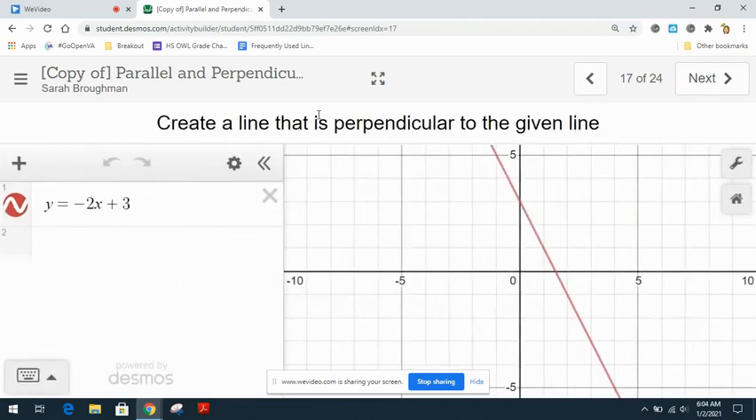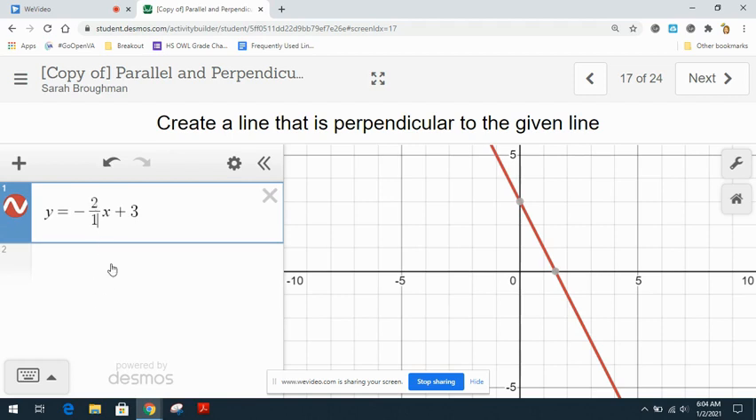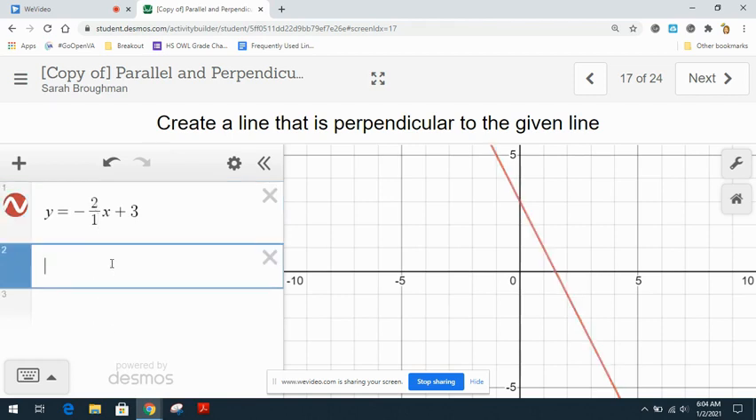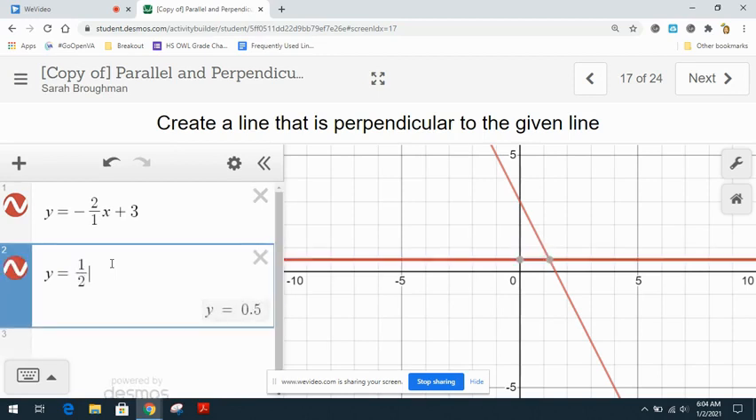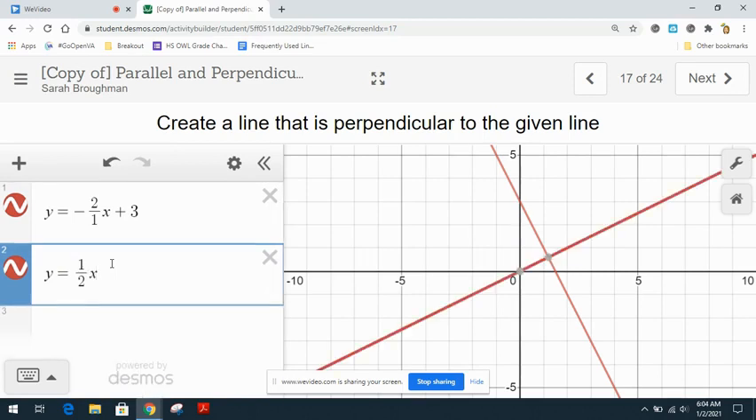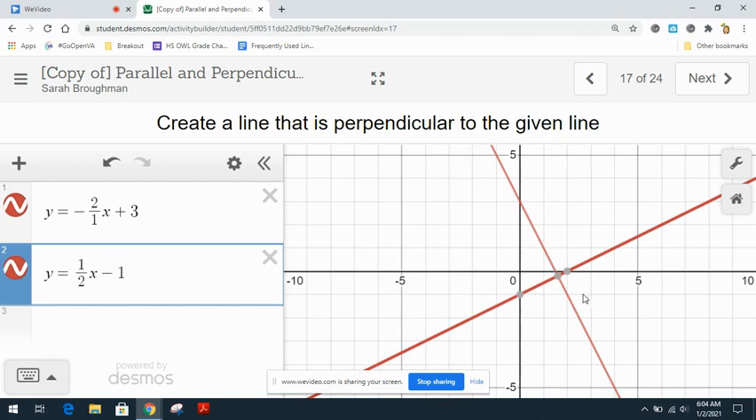So we want a line that's perpendicular to the given line. So this slope here is -2. Remember, it's really like 2 over 1 because I'm going down 2, right 1. So I'm going to have y equals, instead of negative, it's going to be positive. Instead of 2 over 1, it's going to be 1 over 2. I flip the fraction, put an x there, and then I can make the y-intercept anything. So we can make it negative. So these two are perpendicular lines.